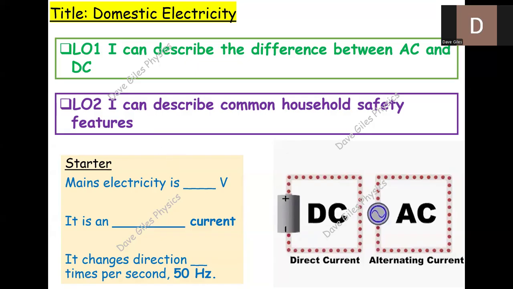It's meant to be a video, it's not playing. So it says here to complete a gap. So mains electricity is how many volts? This is made in Malaysia and it's the same in the UK, by the way. So it's about 230 to 240.